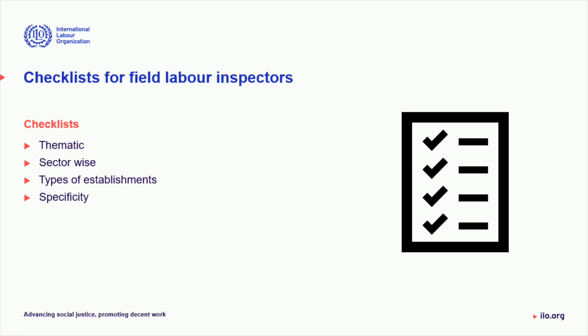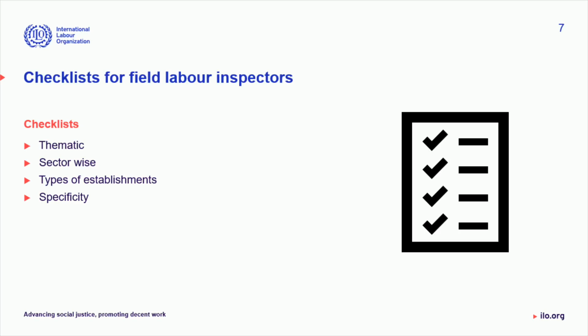These checklists take into account the particular risks and hazards associated with the establishment and allow inspectors to tailor their inspections accordingly. Also, checklists are designed for specific areas of concern, such as fire safety or hazardous materials. These checklists are useful to ensure that all relevant aspects related to the specific concern are covered during the inspection.